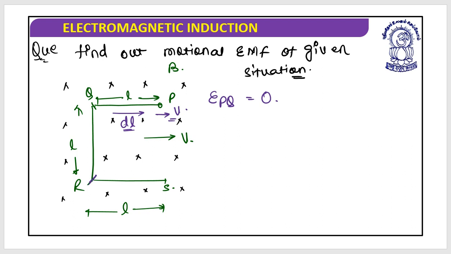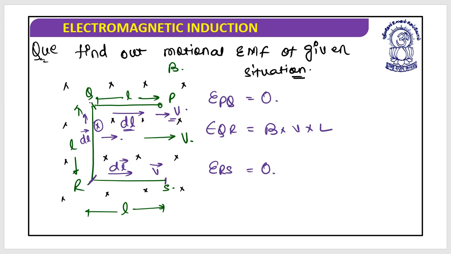Now let's talk about the R and S terminal. For R and S, the length vector is dl, the velocity vector is again in this direction. Theta is 0, and when theta is 0, the ERS will be equal to 0. Let's talk about Q to R. It's EQR. Its length element is in this direction, its motion is in this direction, and the magnetic field is inside, so everything is perpendicular to each other. So we can write it as B into V into L.